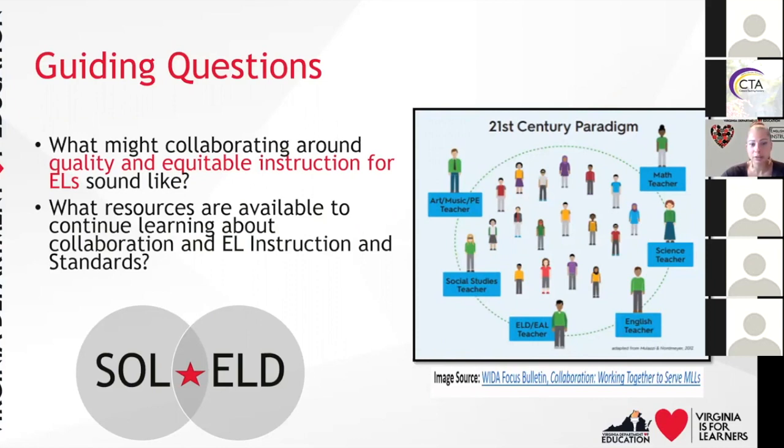The new standards are actually focused on using that asset-based terminology, but because the federal government uses English learners and that's what most people are familiar with, that will be the terminology used in this presentation.